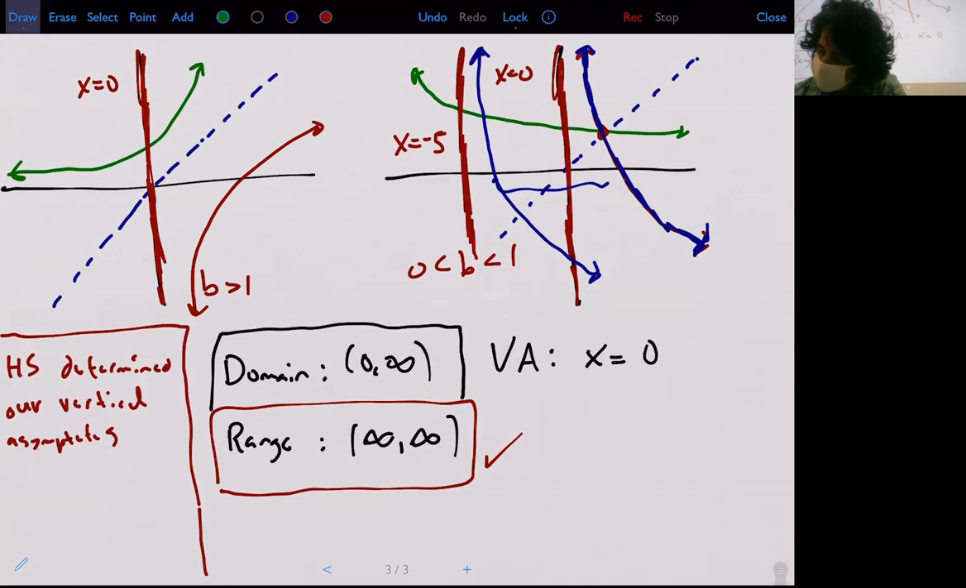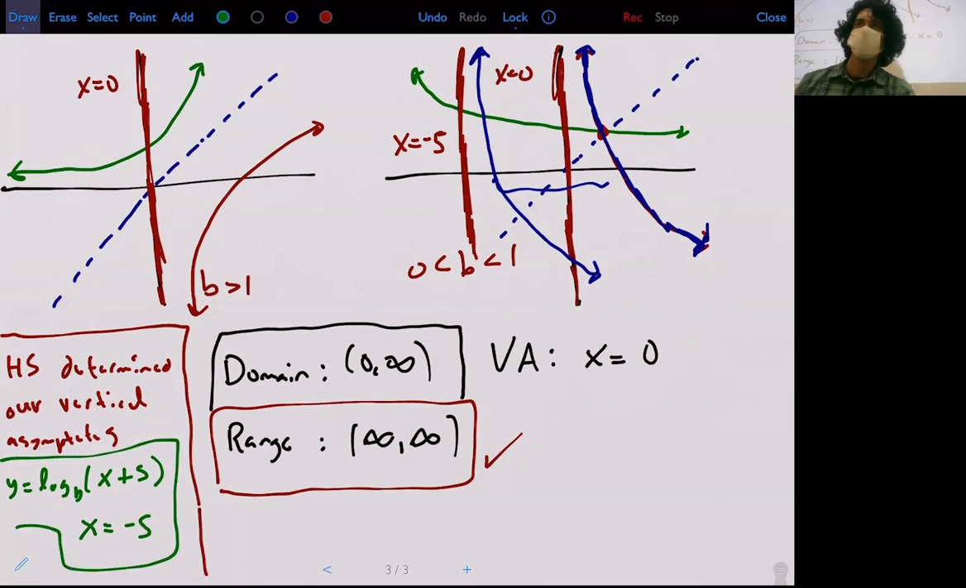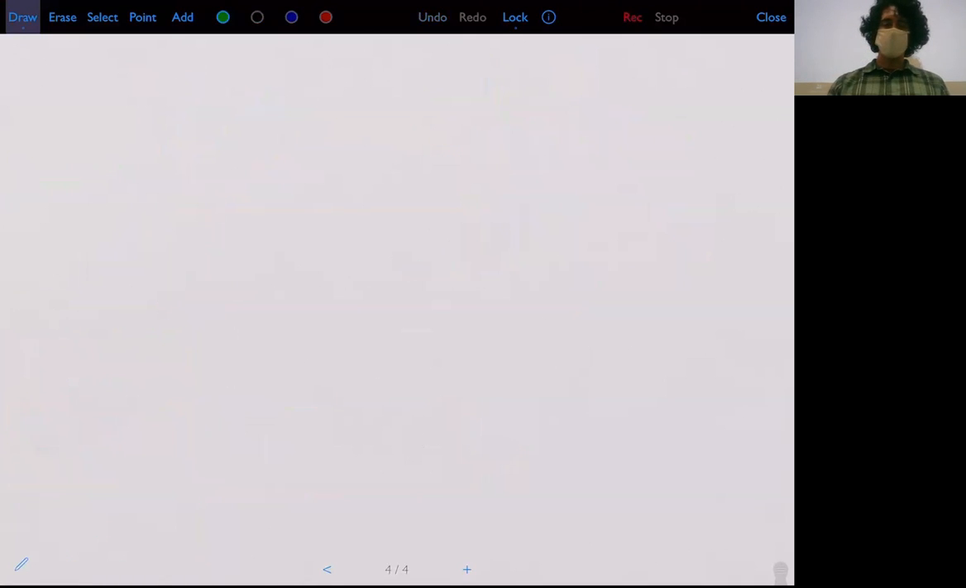So for example, if we're given y is equal to the log base b of x plus 5, then our vertical asymptote is given by x is equal to negative 5. Okay. So this is really the main ideas from this section. And now let's go ahead and look at a few different problems.